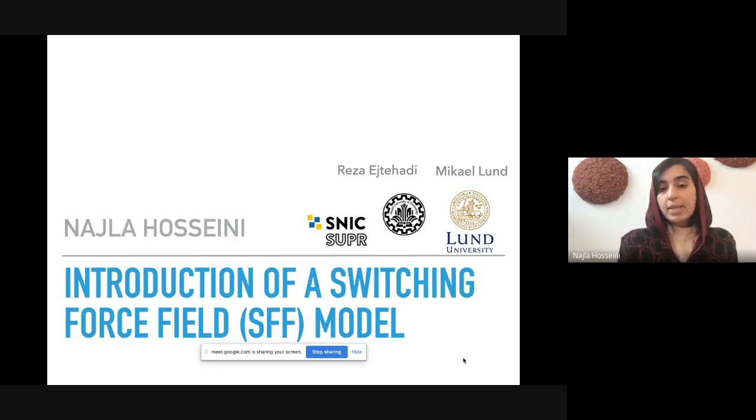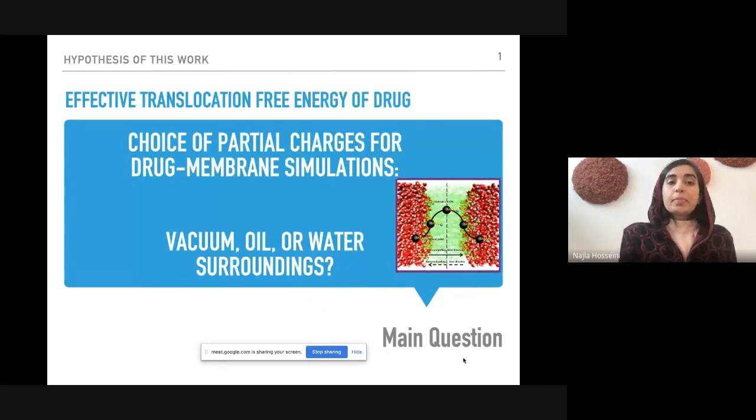I'd like to present our proposed model. We call it a switching force field model, a kind of polarizable model. The aim of this work is a calculation of effective free energy for translocation of a drug. Here in this figure, you can see the black drug, the translocation of the drug from the body environment to the membrane to obtain the barrier of that.